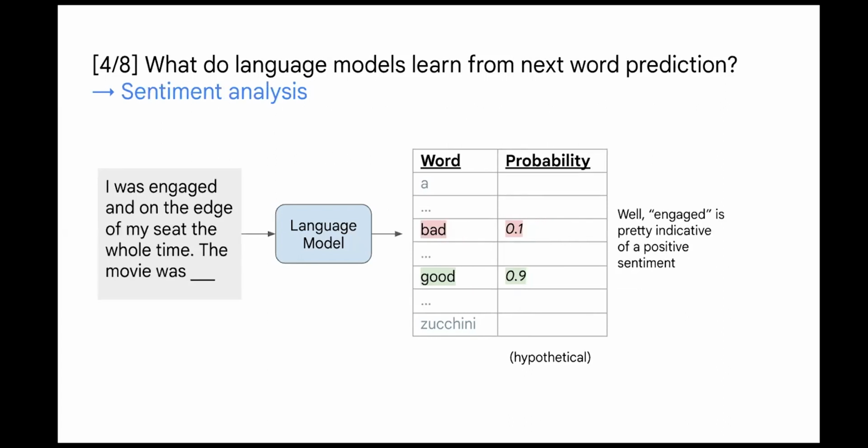Here's another example. They can learn even more complex things like sentiment analysis. You have an example here of, "I was engaged on the edge of my seat the whole time. The movie was." And then the language model sort of has to understand what the previous sentence meant, and then it can decide whether it wants to upweigh good or bad. And maybe it's looking at some correlations here where, okay, if I see "engaged" in the past sentence, then maybe that's indicative of positive sentiment.